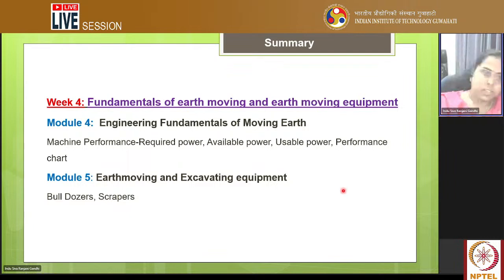Then coming to the earth moving machines, the last part of week 4 covered bulldozers and scrapers. Obviously, we have compared the economic haul distance of these machines. For a bulldozer it is 100 meters, and a scraper can go even up to 1000 meters. I have explained how to determine the production cycle time for each machine, how to determine the fixed part and the variable part of the production cycle, and how to estimate the productivity of these machines. We have discussed this in detail.